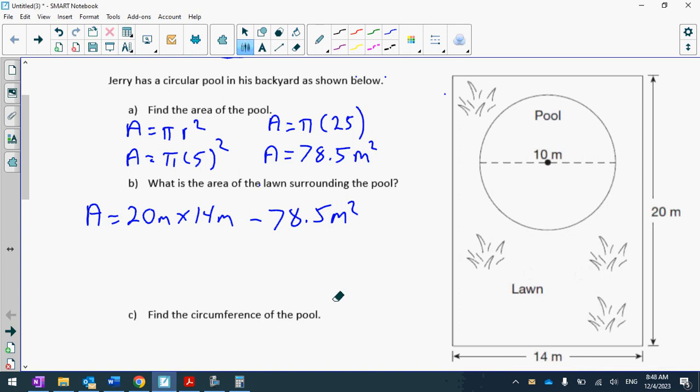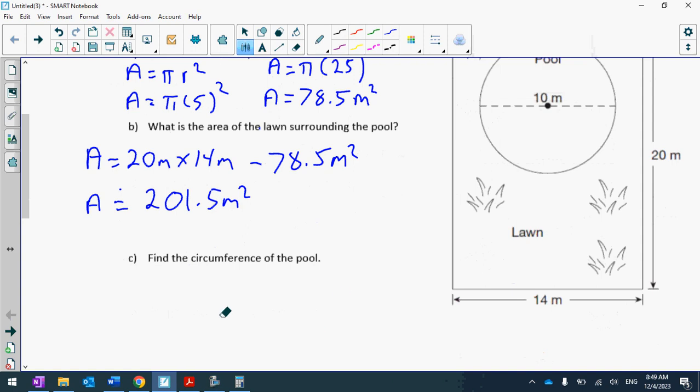So again, 20 times 14 is 280. So 280 minus 78.5, we get 201.5 meters squared. And that's an approximate area as well, because the area of the pool is not exact. Notice we talk a little bit about units here. When I take a meter and multiply it by a meter, I do get a meter squared, kind of like how when we multiply x by x, we get x squared.